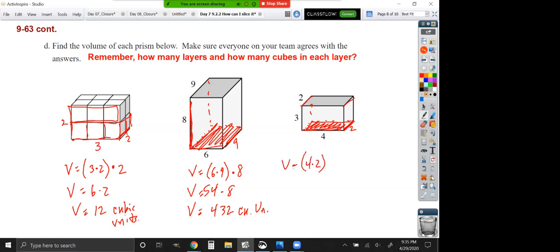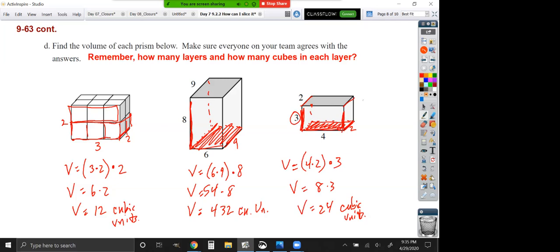So my volume will equal 4 times 2 times, how many layers do you see? How many layers high is this talking about? It's 3 high, times 3. So your volume is 8 times 3. The volume is 24 cubic units.